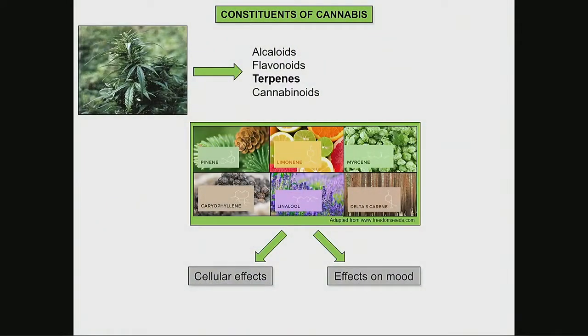So in addition to cannabinoids, the plant produces other compounds like terpenoids or terpenes. Here you have a few of them, pinene, limonene, and these are responsible for the smell and the taste of the plant. But they are also important, and becoming more and more important, because they produce some effects as well, and some of them have therapeutic value.